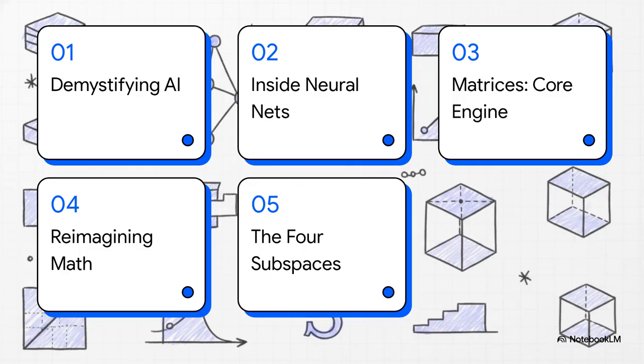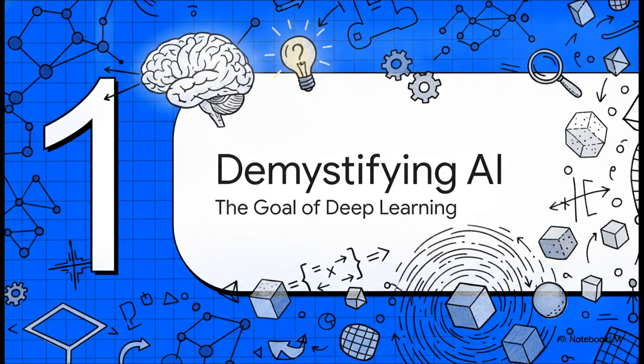To figure out how it does that, here is our roadmap for today. 1. Demystifying deep learning. 2. Inside the neural network. 3. Matrices as the core engine. 4. Reimagining multiplication. And finally, 5. The 4 fundamental subspaces.